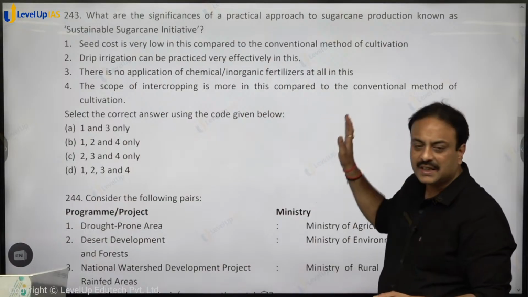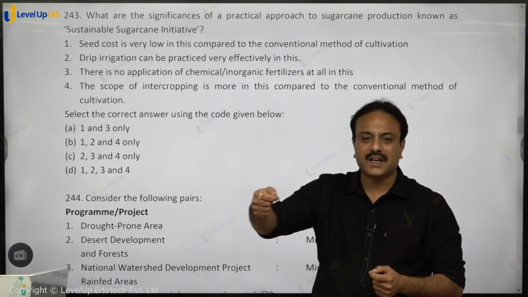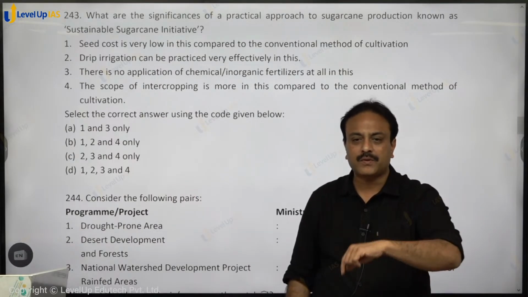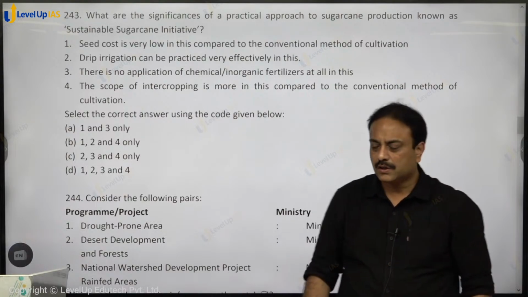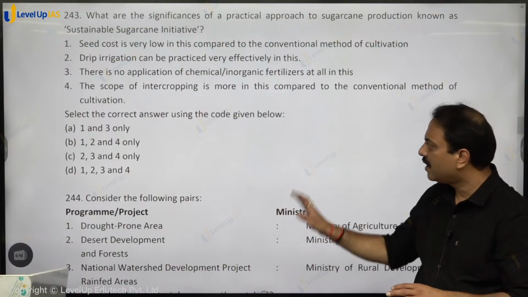When it is practiced in this manner, then what is drip irrigation? A pipe is used, holes are there in the pipe at regular intervals, and water is channelized into the pipe and moves out from those holes only at the root of the plant. That is drip irrigation. So drip irrigation can be practiced if it is practiced in a sustainable manner. So it is a correct statement.